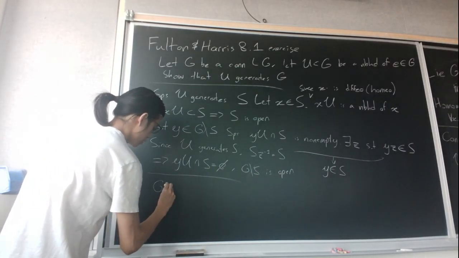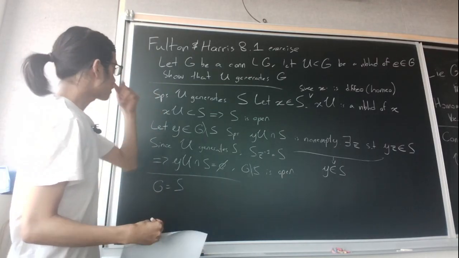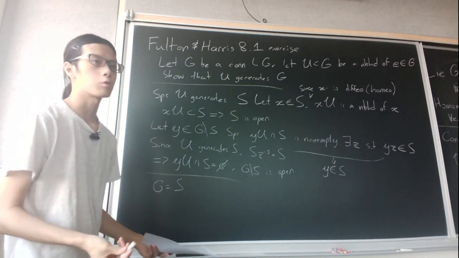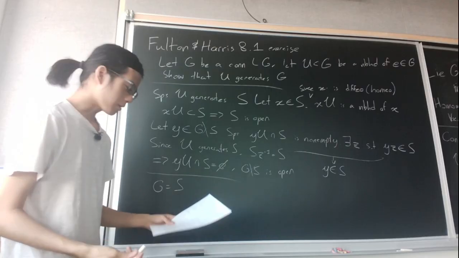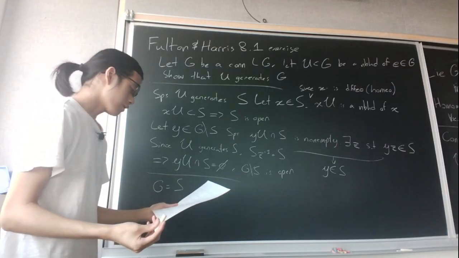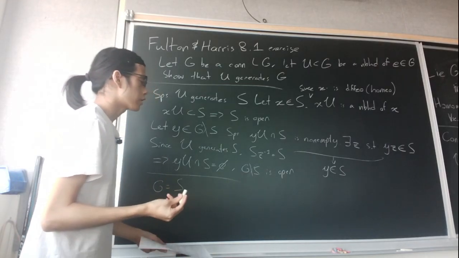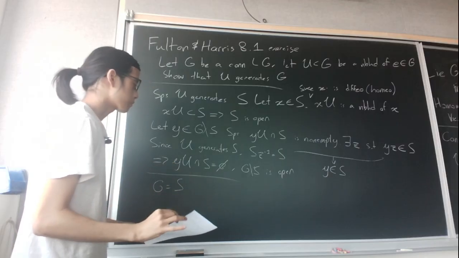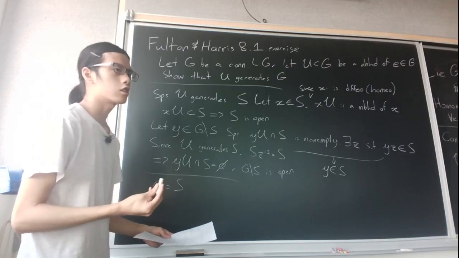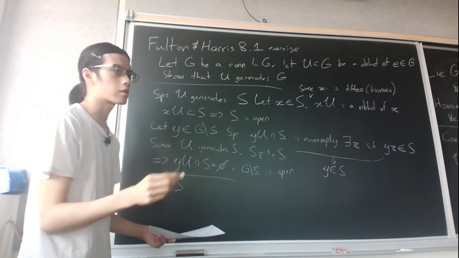Therefore, G is equal to S. Then we win. So we have shown that U generates G. Any neighborhood around the identity element will give us the entire Lie group. And then the book says some things. Since you can take any neighborhood around the identity and get the entire group, it follows from this that the action of any Lie group homomorphism on said neighborhood will basically determine how it acts on the rest of the group as well.